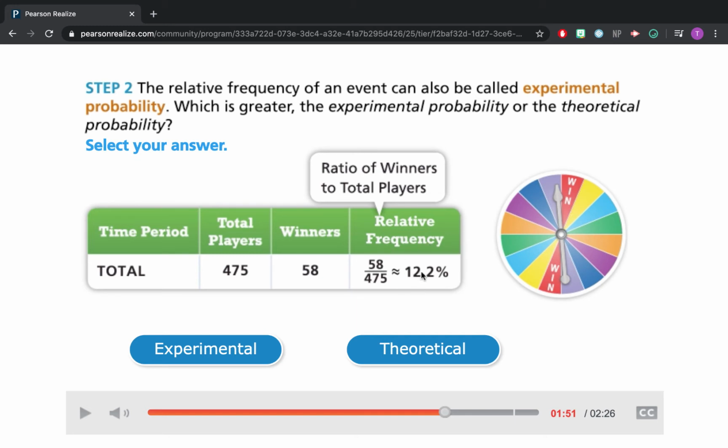The relative frequency, or when they conducted an experiment, meaning they actually did an experiment, they did something, right? The relative frequency ended up being 12 2/10%, which is a little bit lower than what in theory should happen based on the spinner.